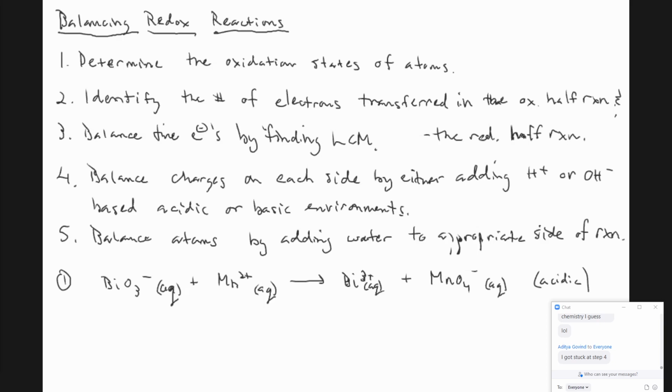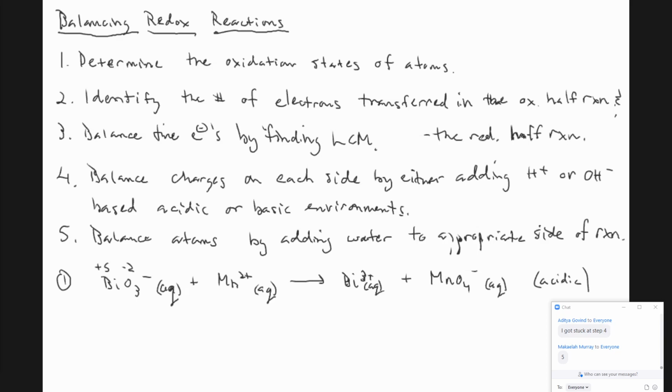We know oxygen is -2, and there's a -1 overall. That means bismuth starts off as what for its oxidation state? Positive what? Good. Excellent.